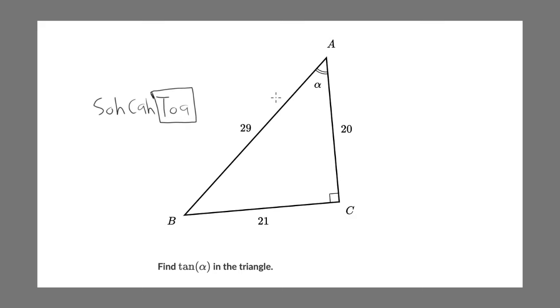Here's our theta. Let's find the hypotenuse. It's this one right here because it is the longest side. Adjacent is always right over here because if you look at the theta, it's right next to it. And opposite is always the last one. It's kind of like the opposite. See how far away it is? So we're looking for tangent, O over A. O is 21 and A is 20. So our answer is 21 over 20.